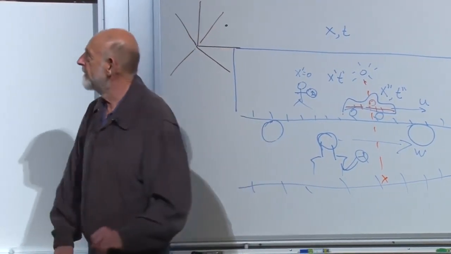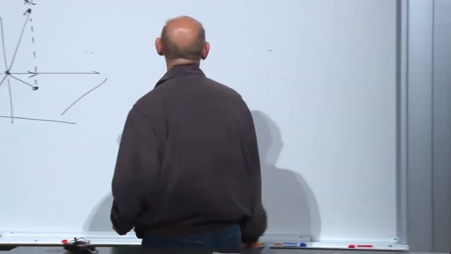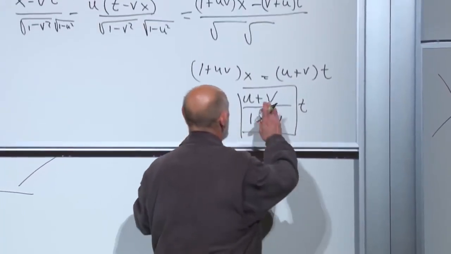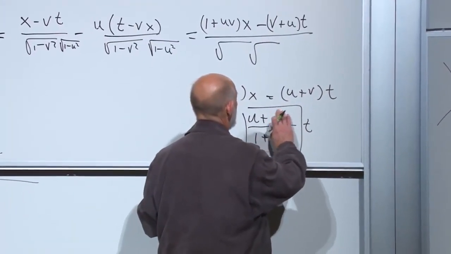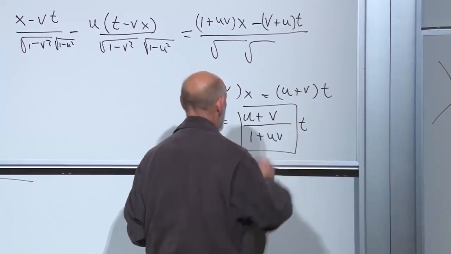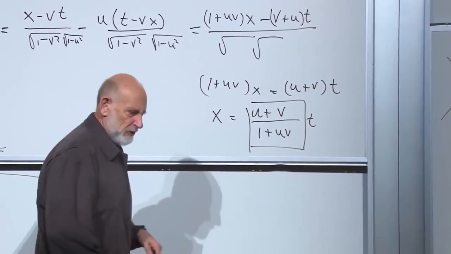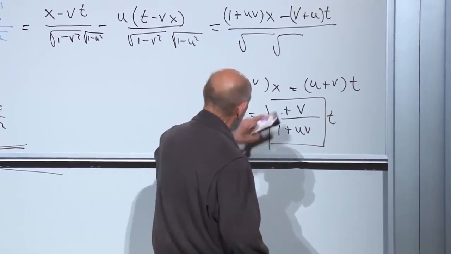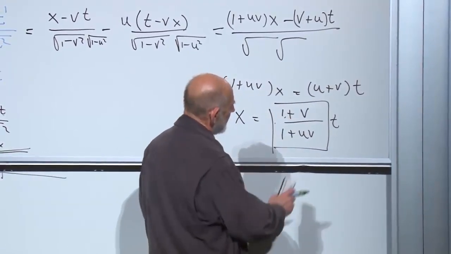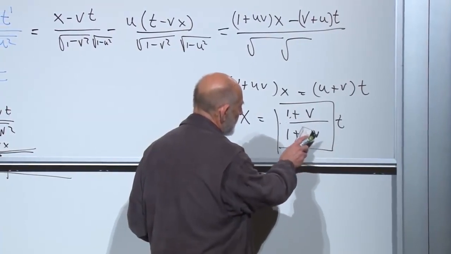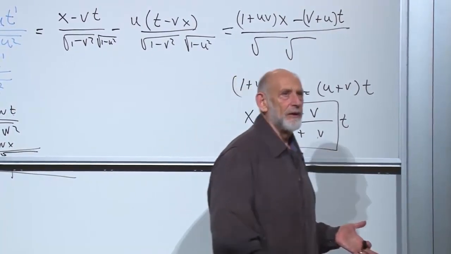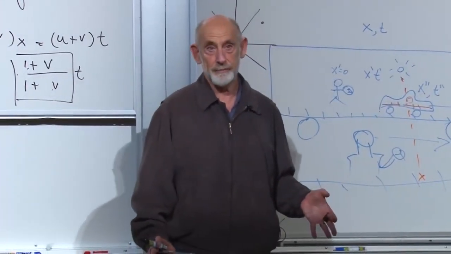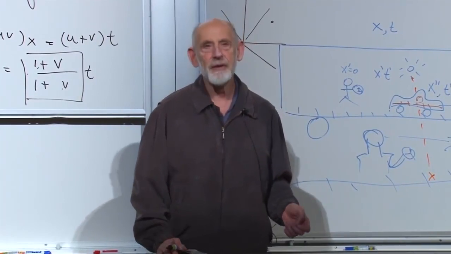Here it is. If c is the speed of light, that means it's 1. Make u 1. That's 1 plus v divided by 1 plus v, so the answer is 1. The speed of light is the speed of light. That light ray moves with the speed of light in both frames.